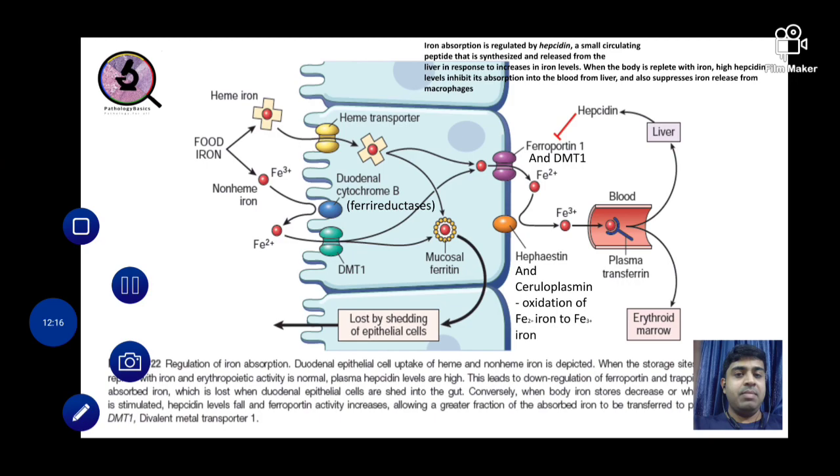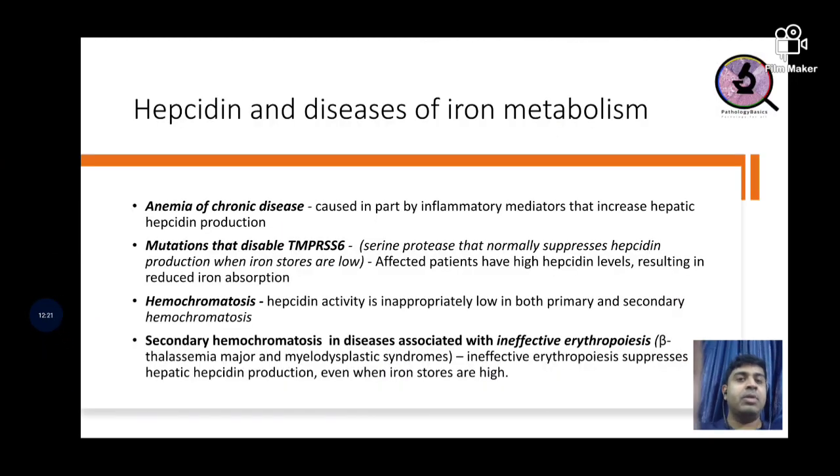Hepcidin, as you might have realized by now, is associated with various disorders of iron metabolism. Anemia of chronic disease is caused by inflammatory mediators that cause increased hepcidin production. We'll come to anemia of chronic disease in detail. Mutations that disable TMPRSS6, a serine protease, cause high hepcidin levels in patients. So you imagine, if the patient has higher hepcidin levels, even if the body iron stores are low, it will reduce iron absorption and cause anemia.